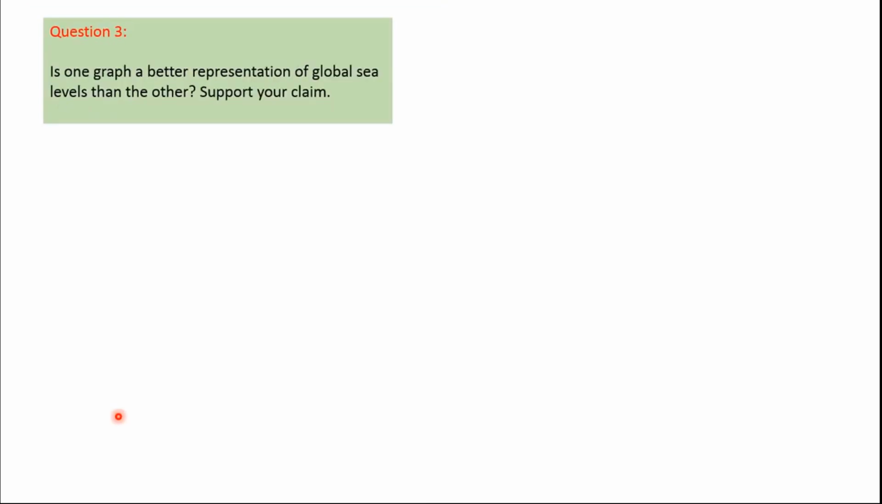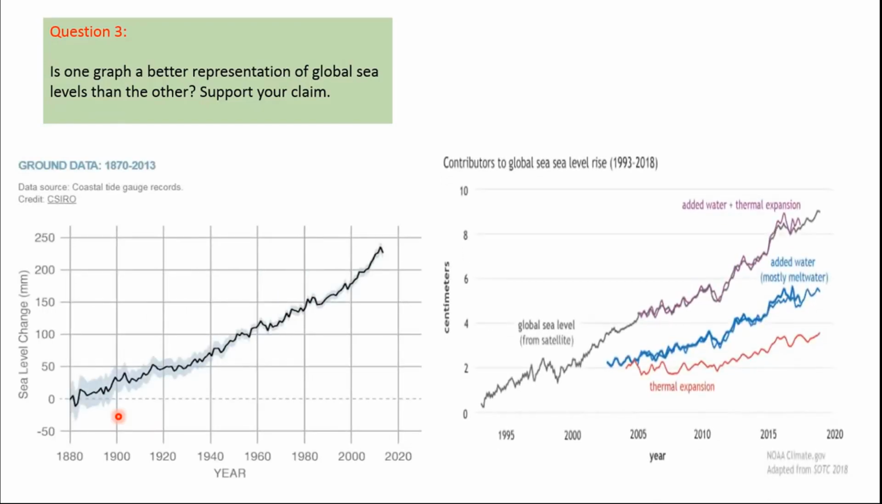Question 3, is one graph a better representation of global sea levels than the other? For this, you will have to come up with your own opinion. Is this graph better than this one, or is this one better than this one? And you give your opinion based on what you see there. If we look at the graphs, it does look like this graph has how much the sea level has changed in millimeters. This one looks like it has how much the sea level has changed in centimeters. So the numbers are slightly different.